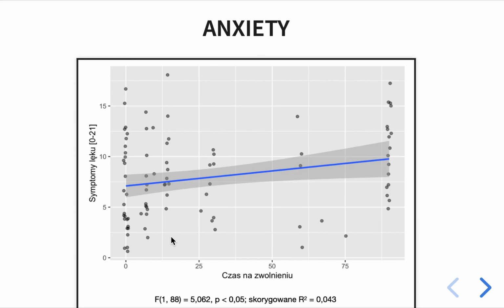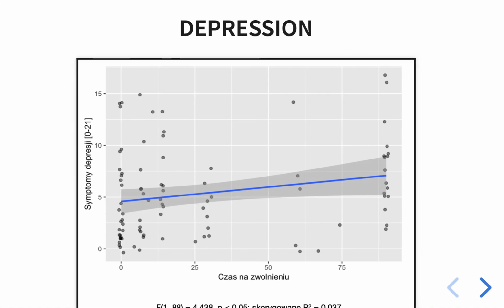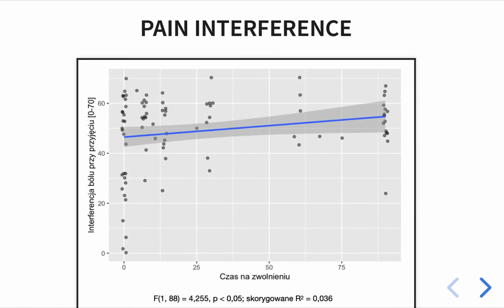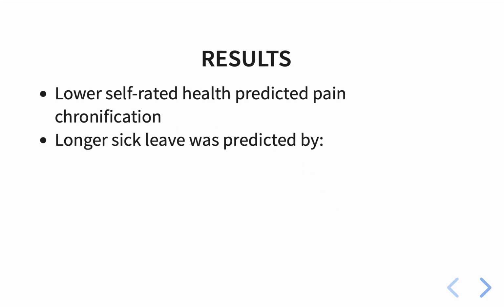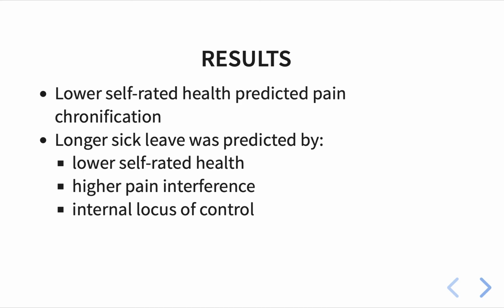And the same pattern with anxiety. The more anxious you are, the longer your sick leave is going to be. And the same thing goes with depression. The more depressed you are, the longer you stay on sick leave. And pain interference. Remember, these are all on admission, so we can actually predict the amount of sick leave using these variables, whether it's depression, anxiety, pain interference, or whatnot. In conclusion, lower self-rated health predicted pain chronification, and longer sick leave was predicted by lower self-rated health as well as higher pain interference.